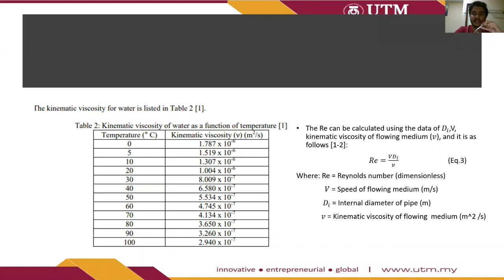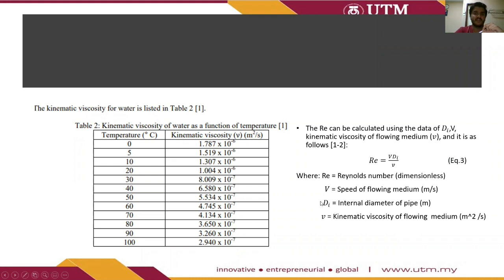The Reynolds number can be calculated using the data of internal diameter, velocity, and kinematic viscosity of flowing medium, as follows. This is the formula to find the Reynolds number. As you can see here, kinematic viscosity of flowing medium.